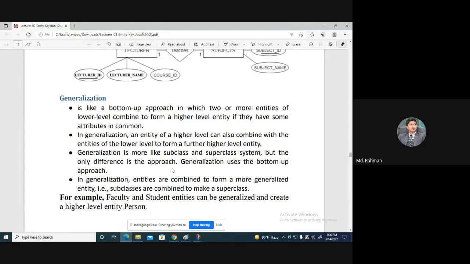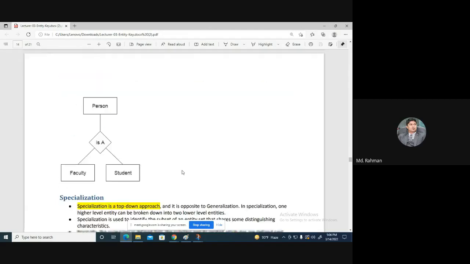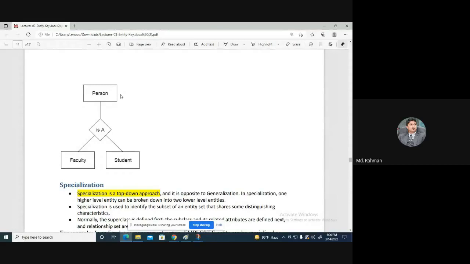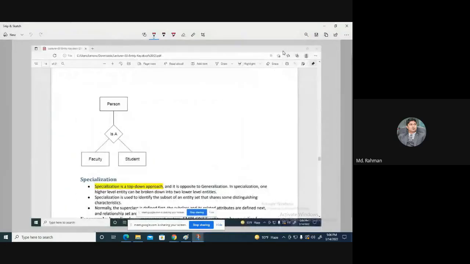On the other hand, in generalization, an entity of a higher level can also combine with entities of the lower level to form further higher-level entities. So generalization is more like a subclass and superclass system. But the only difference is the approach. Generalization uses the bottom-up approach. If you look at the figure, which is the superclass and which is the subclass, I think you can guess. The superclass is person, and the subclasses are faculty and student. So this is generalization. It's an easy relationship, right?